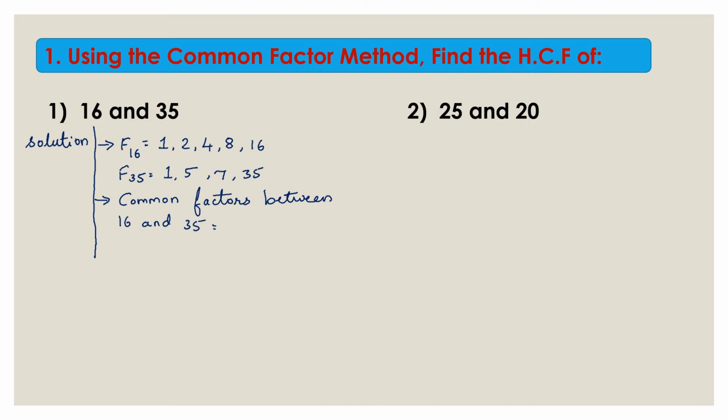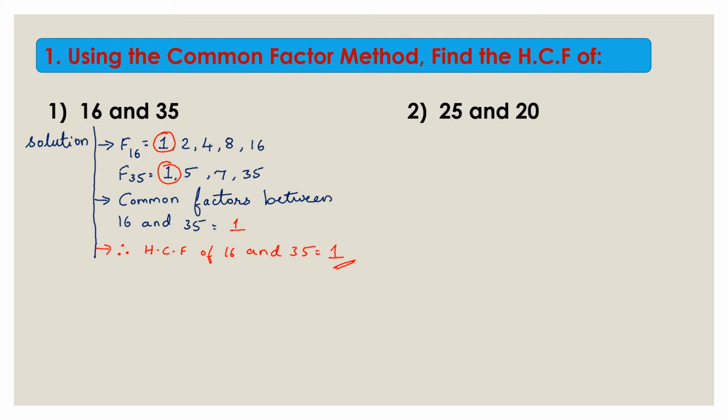So here we see number 1 is common in 16 and even in 35. 2, 4, 8, 16 are not present. So the common factor between 16 and 35 is 1. Therefore our third step is: HCF of 16 and 35 is 1. So by using the common factor method, we have found that 1 is the HCF of 16 and 35.